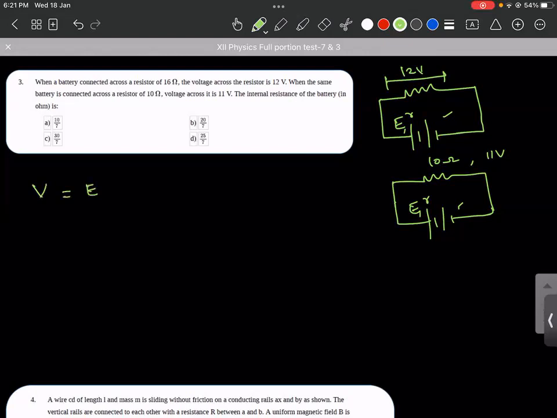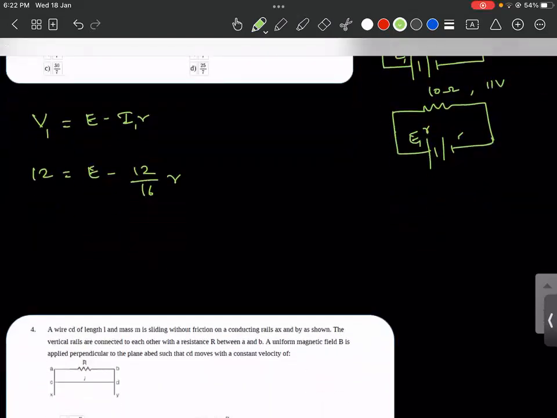In the first case, V is equal to E minus IR. So V1 is equal to E minus I1R. So what is the value of I1? What is the value of I1? 12 divided by 16. So 12 is equal to E minus 12 divided by 16 into R. In the second case, what should I write? 11 will be equal to E minus 11 divided by 10 into R.